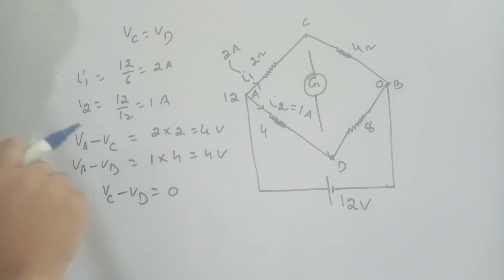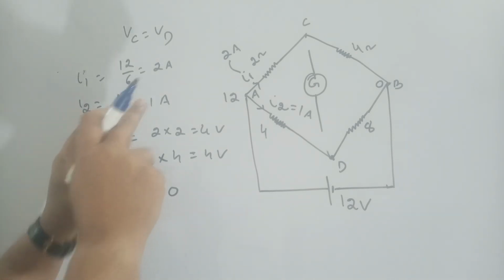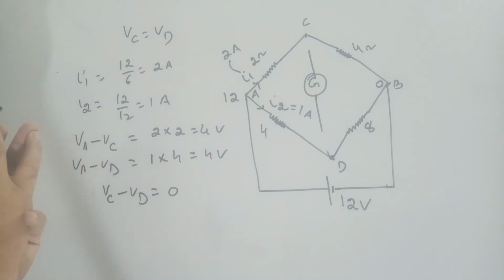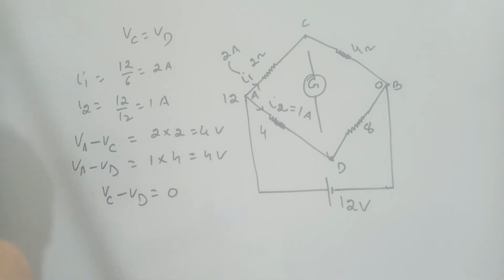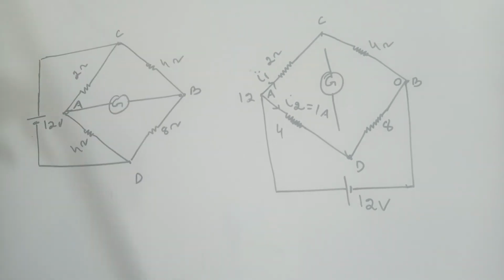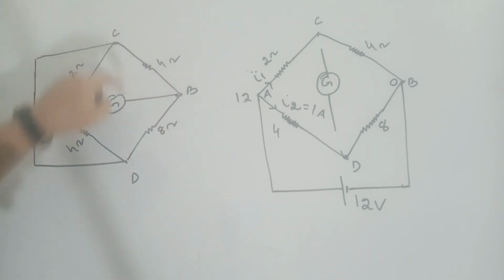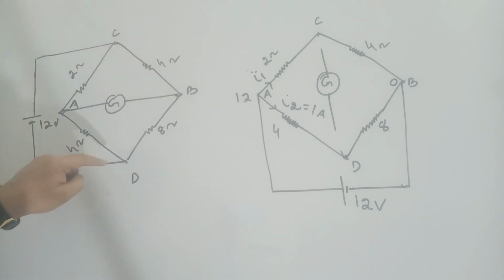Now we will interchange the position of battery and galvanometer in the same circuit without changing the value of resistance and battery, and see what happens. So students, I have interchanged the position of battery and galvanometer in the same circuit. See, all the circuit remains the same: point A, point B, point C, point D, 2, 4, 4, 8. I have just interchanged. Now galvanometer is connected between A and B, battery is connected between C and D.